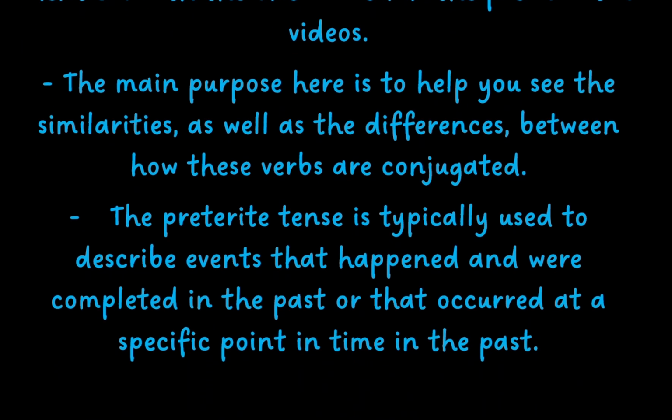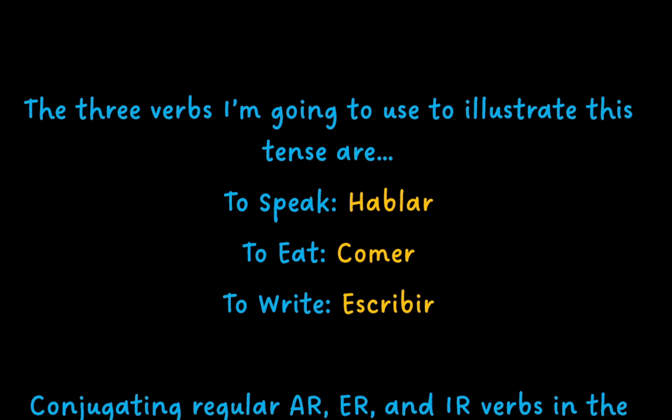The preterite tense is typically used to describe events that happened and were completed in the past, or that occurred at a specific point in time in the past. The 3 verbs I'm going to use to illustrate this tense are to speak, which is hablar, to eat, which is comer, and to write, which is escribir.